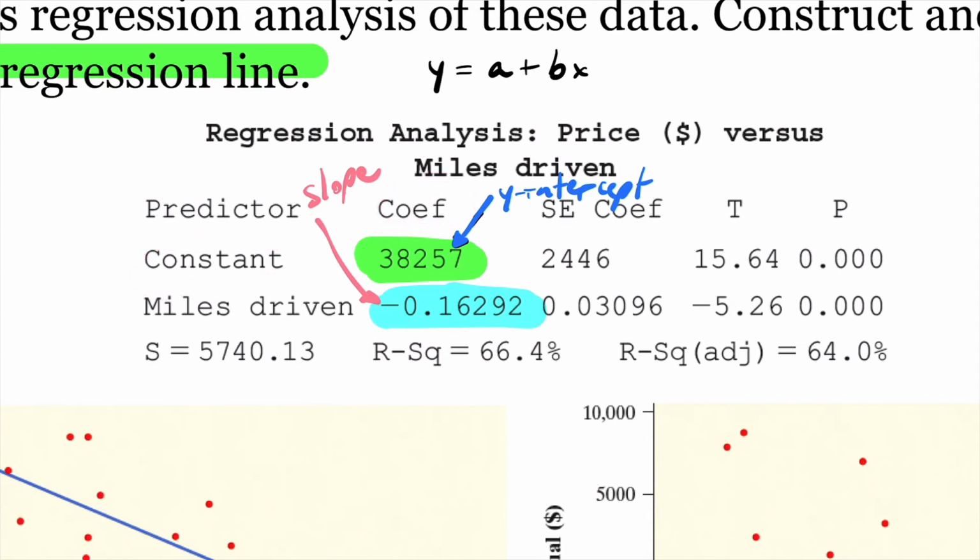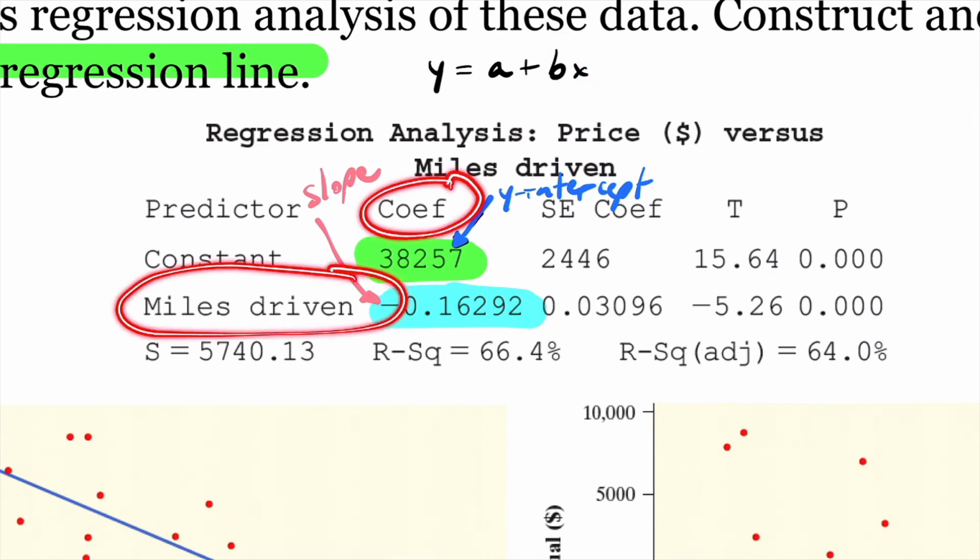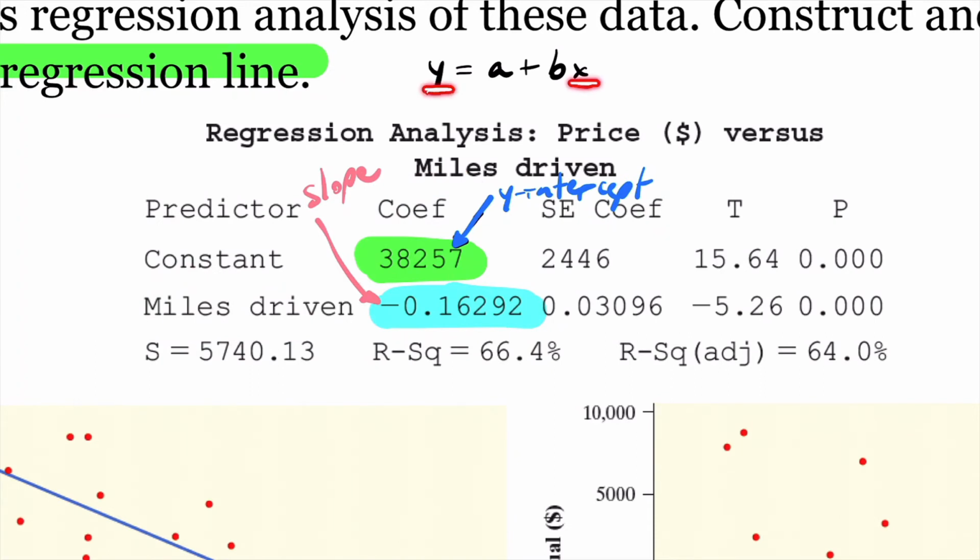Well, doesn't the y-intercept not have a variable next to it? That means it's a constant, right? B does have a variable next to it, x. So that means it's got a coefficient for miles driven. Miles driven is x. Y is price.